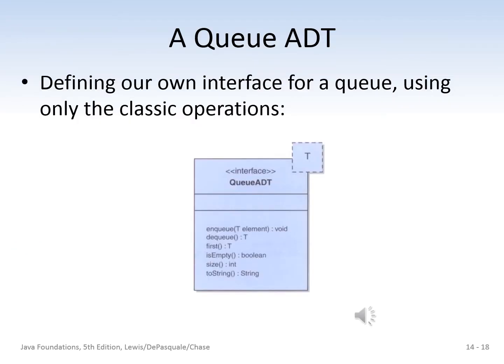So, defining a queue ADT, abstract data type, using the classic operations looks like this diagram: enqueue of element T, dequeue returning type T, first, isEmpty, size, toString. And we'll look at an actual implementation next.